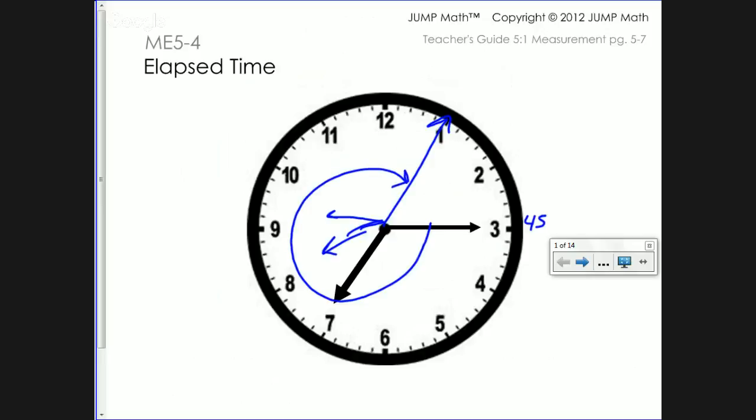And we can use our clocks to determine passage of time when the time that passes is less than an hour. So counting by fives, 5, 10, 15, 20, 25, 30, 35, 40, 45, 50 minutes go by.